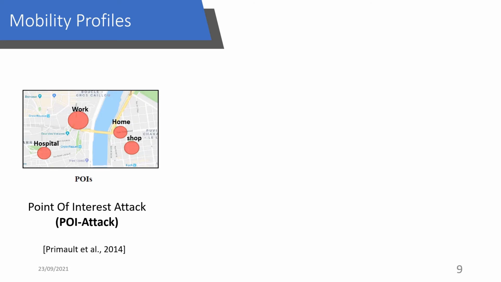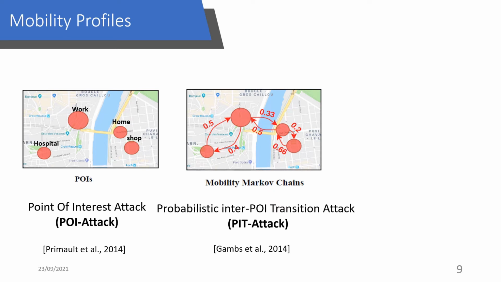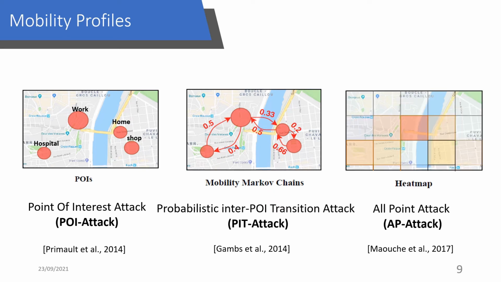Here are some examples of mobility profiles. It can be a set of points of interest, like in the POE attack, a mobility Markov chain model like in the PIT attack, or a probability distribution of visited cells in the form of a heat map like in the AP attack.